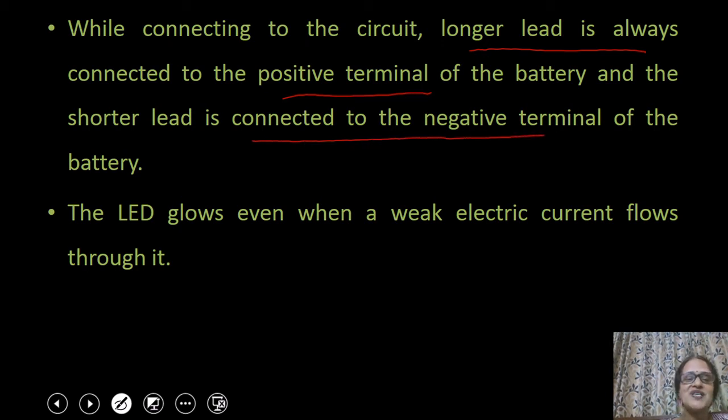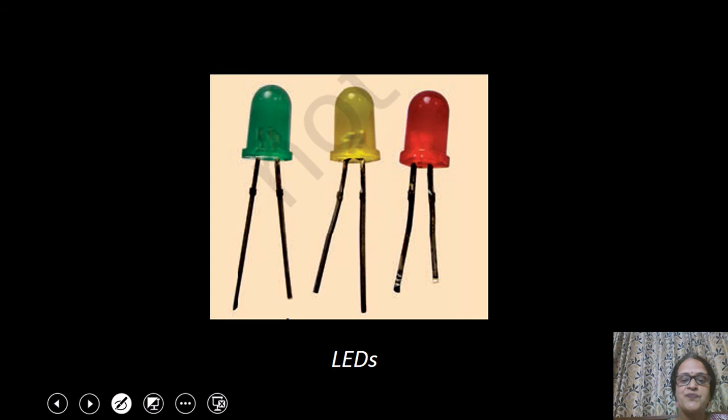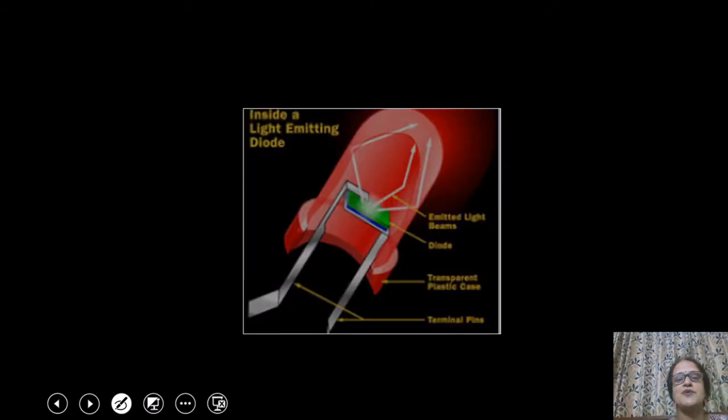And one important thing is that the LED glows even when a weak electric current flows through it. If the electric current is weak, the bulb will not glow, but in that case we can replace the electric bulb with an LED. So here you can see some pictures of LEDs. As we have seen, these are the leads, a longer one and a shorter one, which we have discussed just now. This is another image of an LED.